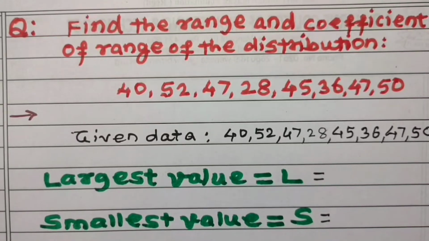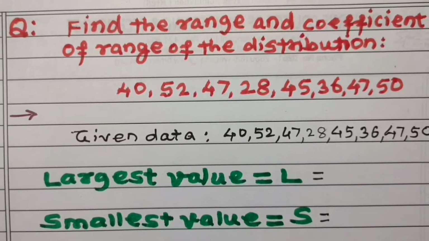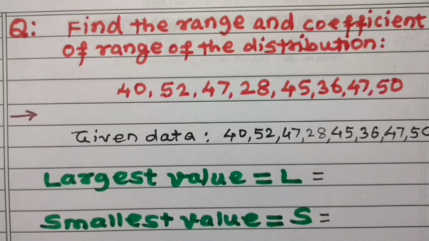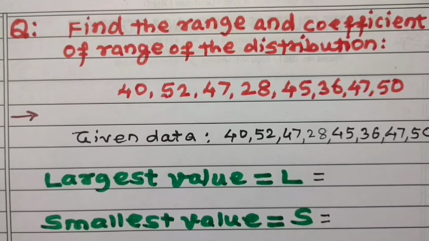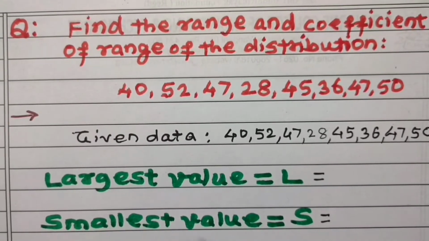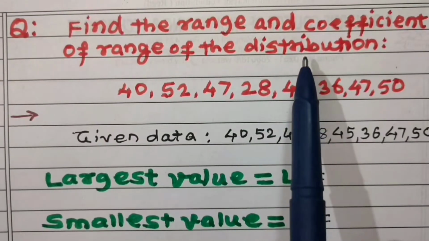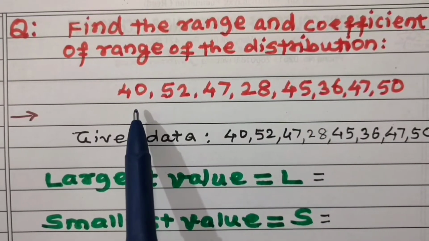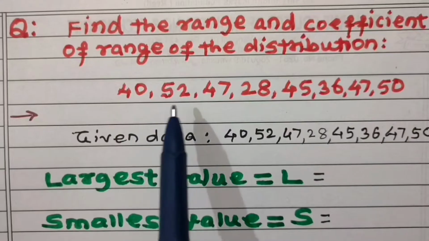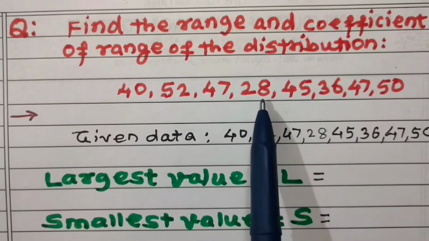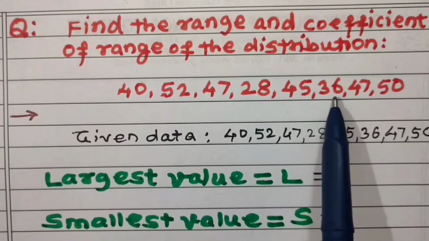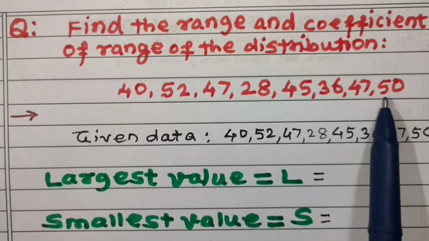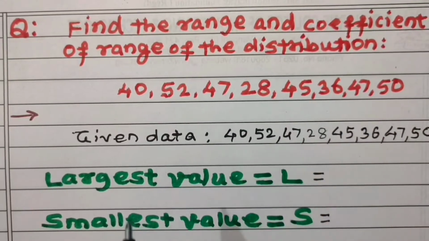Hello everyone. Let us solve problems on statistics to find the measures of dispersion. First problem, find the range and coefficient of range of the distribution. This distribution is given in which these are values 40, 52, 47, 28, 45, 36, 47 and 50. Here 47 is repeated two times.